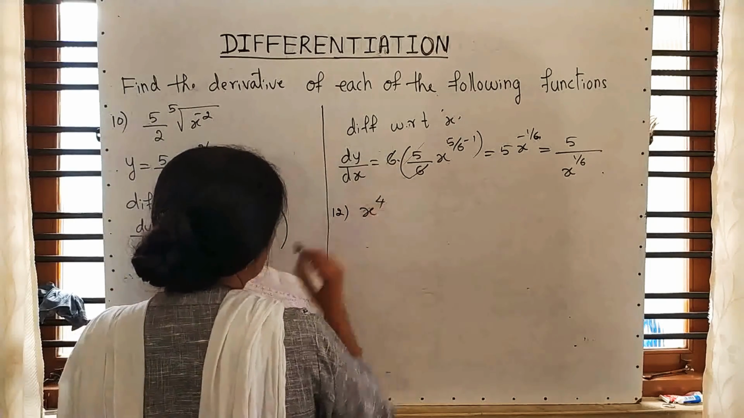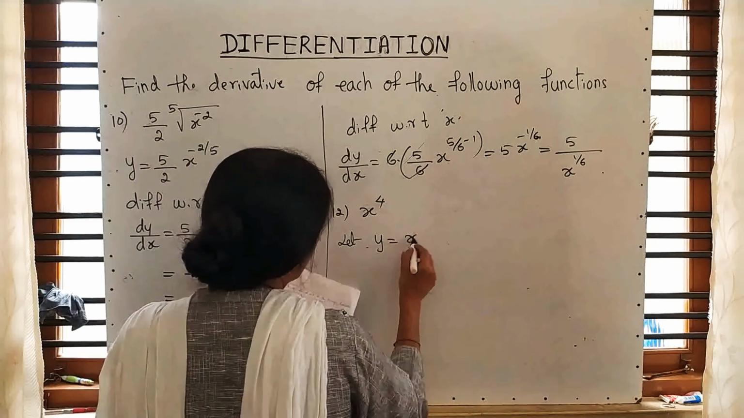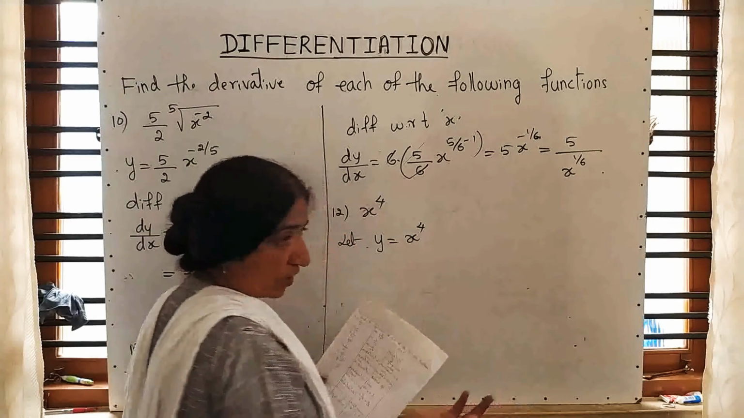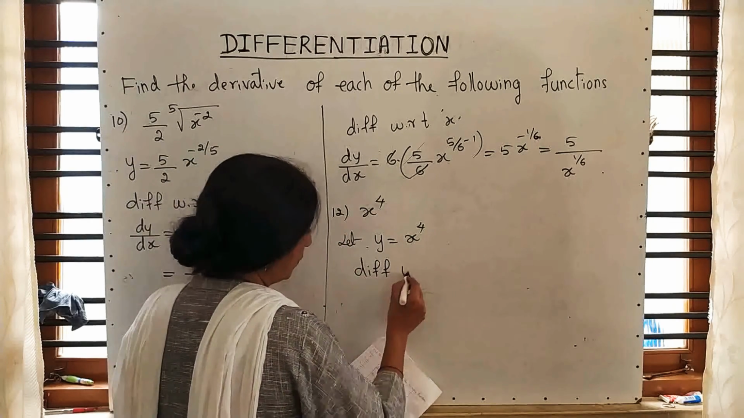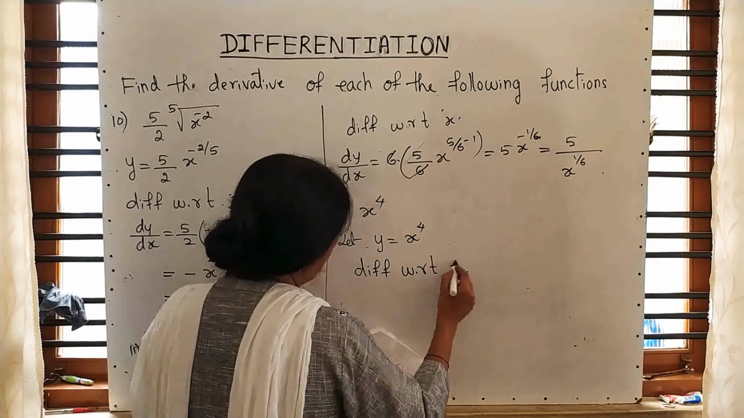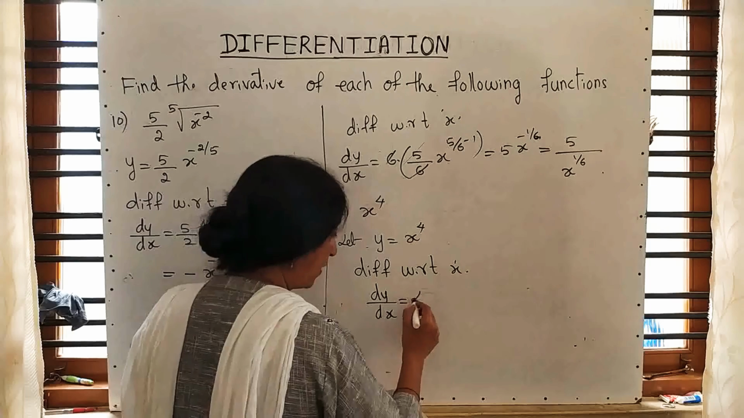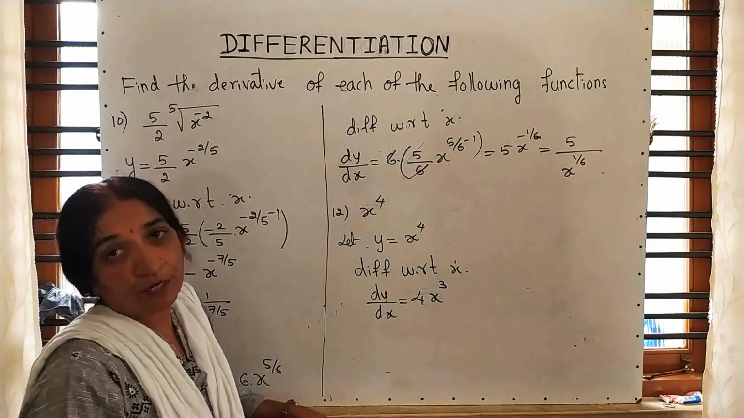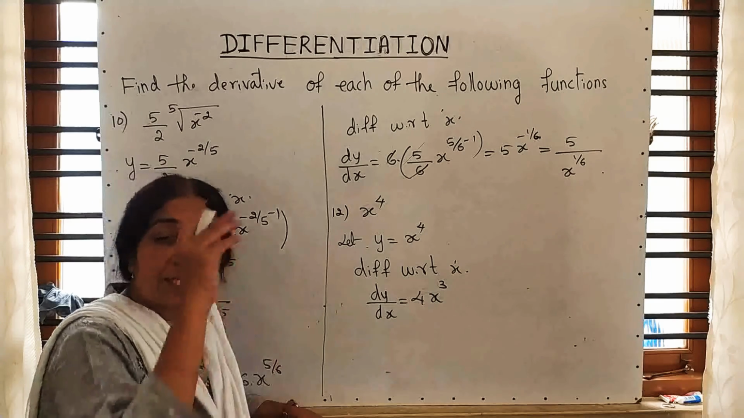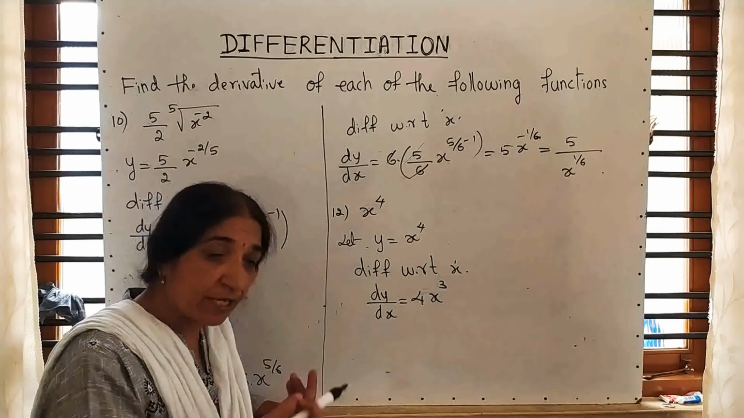X raised to 4. So what are you writing? Y is equal to x to the power 4. Which formula? X to the power n. Differentiating with respect to x, dy upon dx is now directly you can write 4 into x to the power 3. Directly you can write or what? Because 4 minus 1 is 3. No need to write that. Starting I wrote because I want to make you perfect and I want to explain the basics.